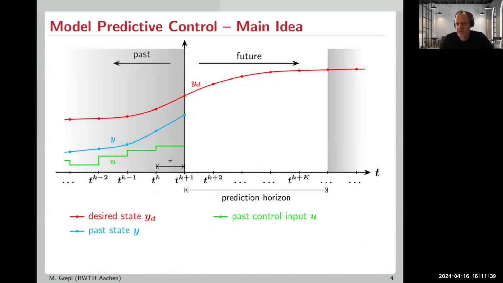And then we move the time horizon by one step forward. That's why it's also called receding horizon control. And now we are again in the same setting as before. So again, we have a state and we have a desired state that we want to follow.